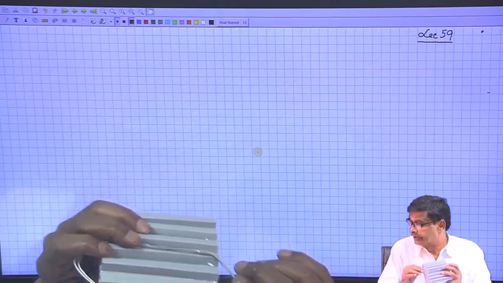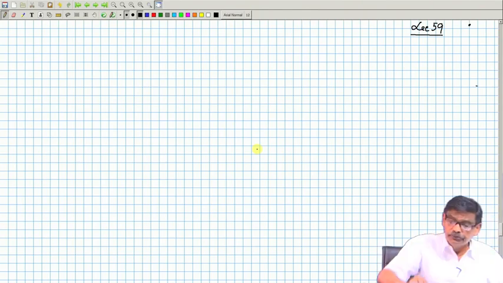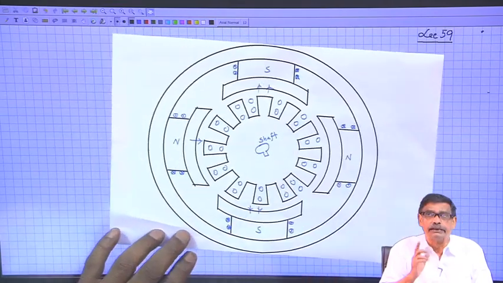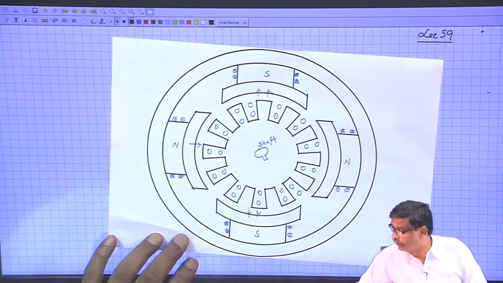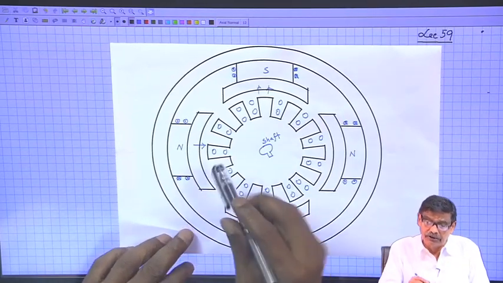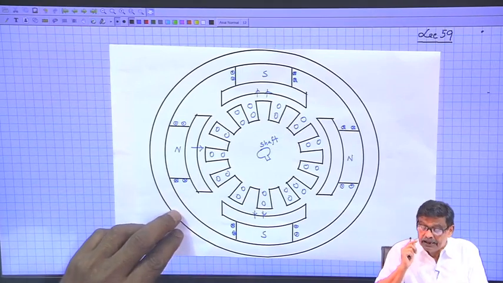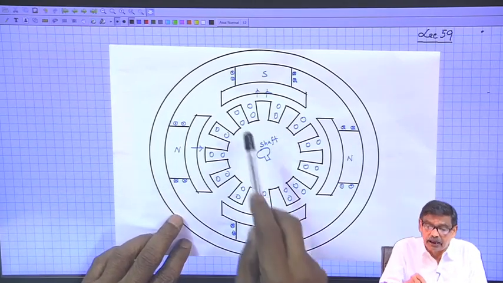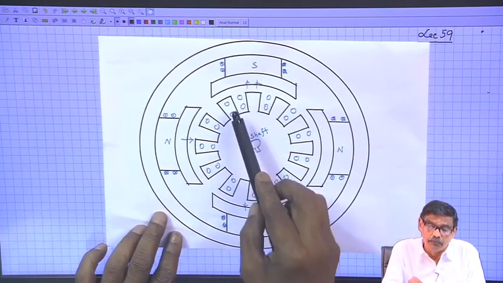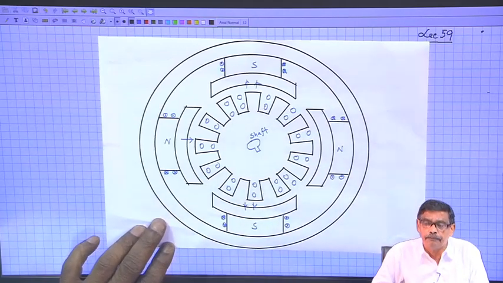Okay, that is one thing. Second thing is, what we will do is this: we will have what is called double layer winding, positively in DC machine. So, I will be using double layer winding. What does that mean? It means that each coil, for example, here let us calculate how many slots are there. You can easily see there are 12 slots.